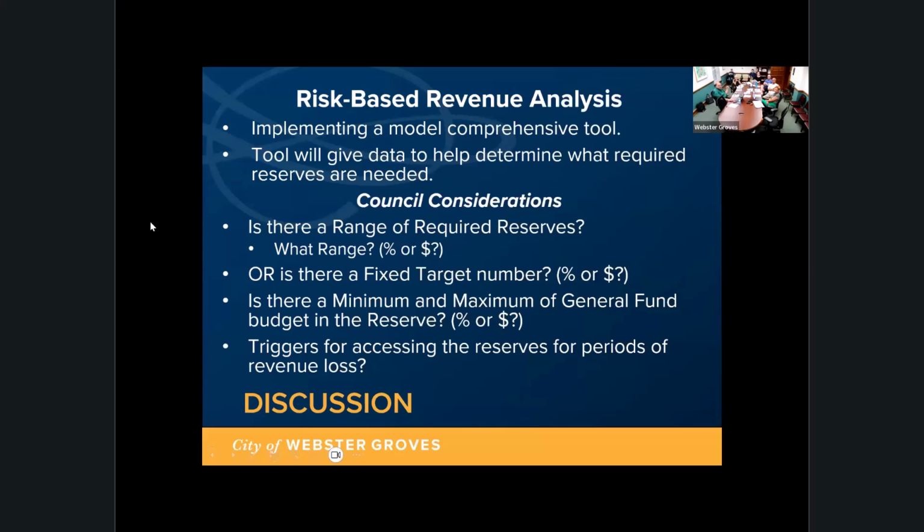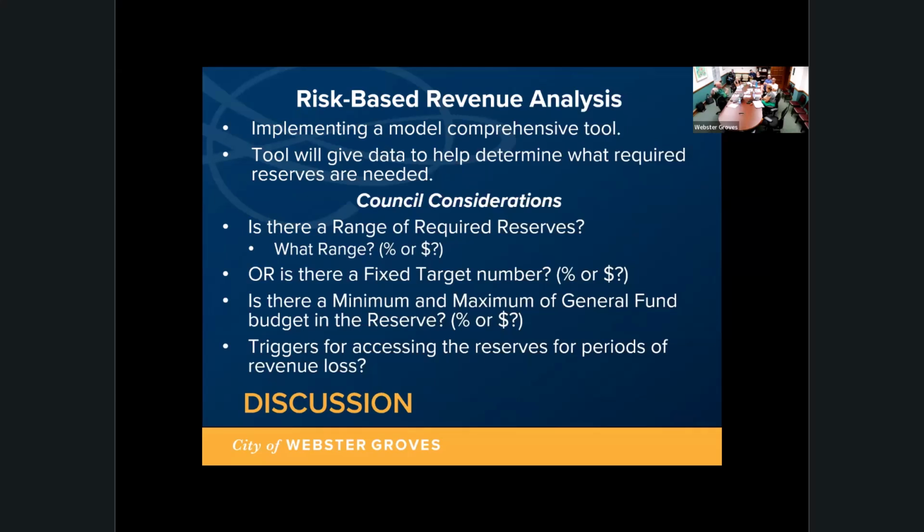And I'll move all these little boxes out of the way as best I can. So on the risk-based revenue analysis, it's a model comprehensive tool. We have three different examples that I gave you in the GFOA materials and their conversation. That was actually a webinar they presented to finance staff. We've asked them and they've agreed to give us the video. So Steve is in the process of getting that. When we have that, we'll make it available to you all to watch the actual webinar that finance staff sat through. But the tools give us data.